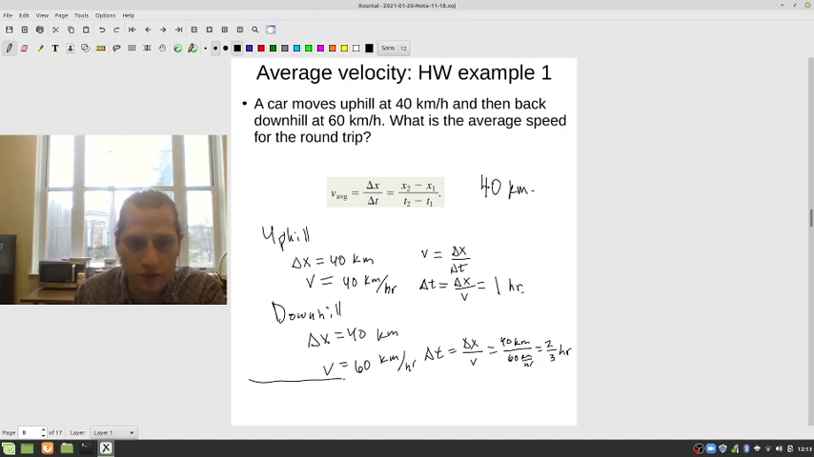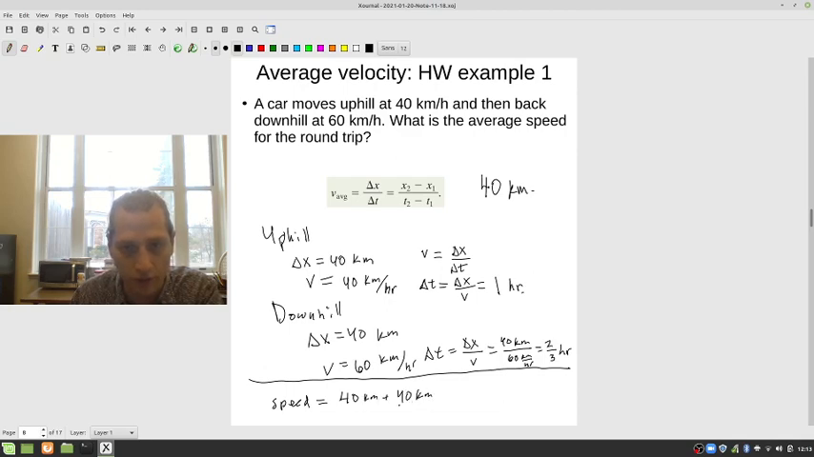So if you wanted to find your total speed, it would be the total distance you traveled. So that would be 40 kilometers plus 40 kilometers, all divided by the total time. That'd be 1 hour plus 2/3 hours. And I'll let you finish that.